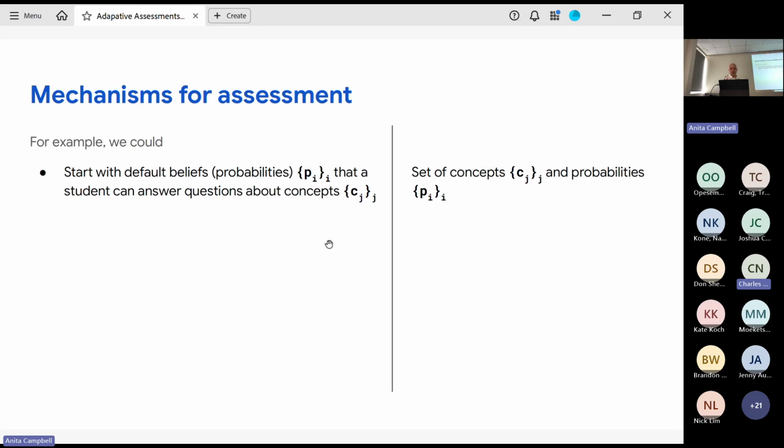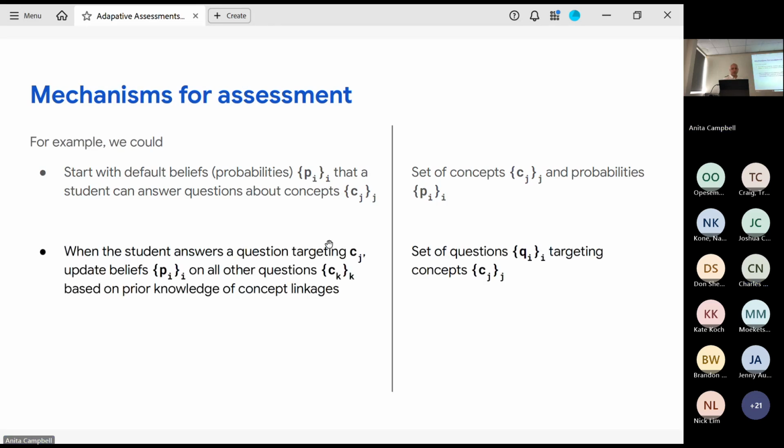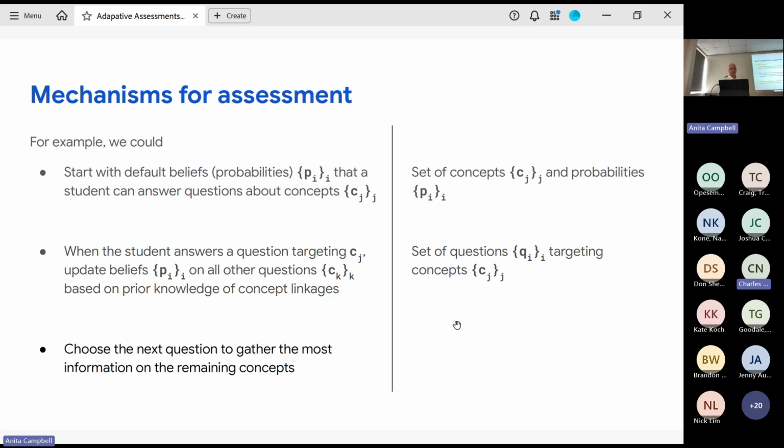When the student answers a question that targets a specific concept or maybe multiple concepts, what we do is update our belief in the probability that they can answer all the related concepts, given that we have some sort of prior knowledge of how the concepts are linked together. And then we can try and choose the next question to minimize the uncertainty we have on all these probabilities. So we can try and choose the next question in a smart way to gather as much information as possible.